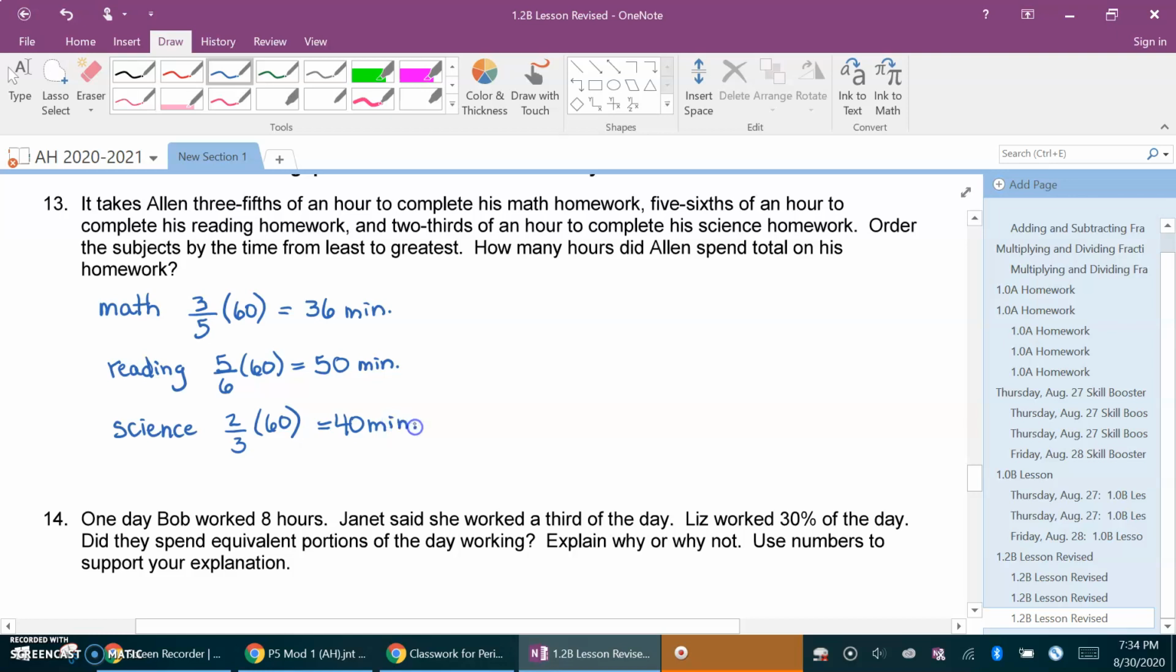People always want to know why I do this in minutes first. I do think it's easier to then convert all these back into parts of an hour. Because if you look at how many hours total he spent on his homework, you know that 40 plus 50 plus 36 is 126. And that is the same thing as 2 hours and 1/10. And because it's asking you in the problem for how many hours, that means we do not want minutes in the end answer. So Alan spent 2 1/10 hours doing homework.